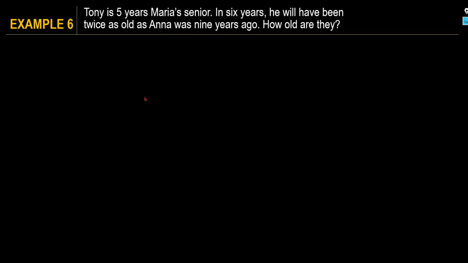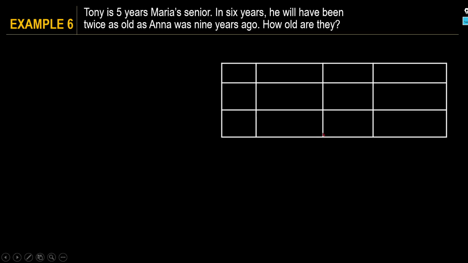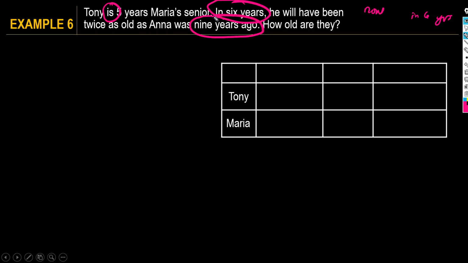So, again, if I start constructing my table, siyempre, si Tony at si Maria. Pero ano yung ating headings? Dapat mga time periods yun eh. So, go back to the problem. Start looking for time periods. Tony is, meron kang now or the present time. In 6 years, meron niya future. He will have been twice as old as Anna was 9 years ago. Naku po. Sir, nagkanda buhol-buhol na. 9 years ago.